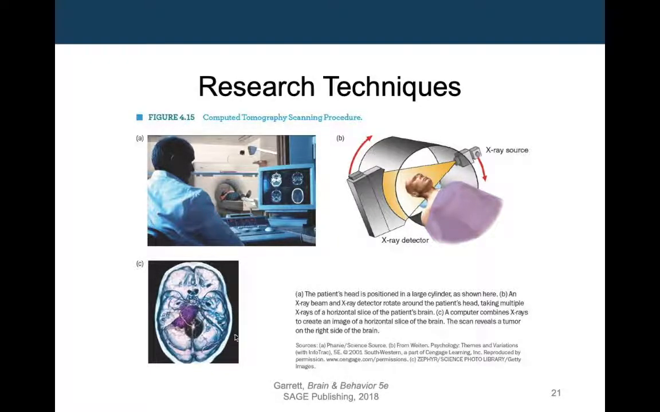So as we see here, this is that image that we were talking about. This is from a horizontal perspective, and if we look closely right here, that is a tumor. So what the CT scan allows you to do is locate where the tumor is, and this is a structure. See?